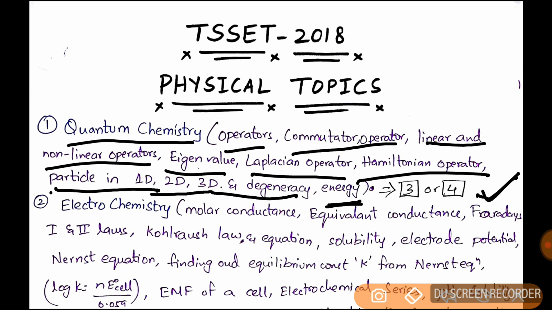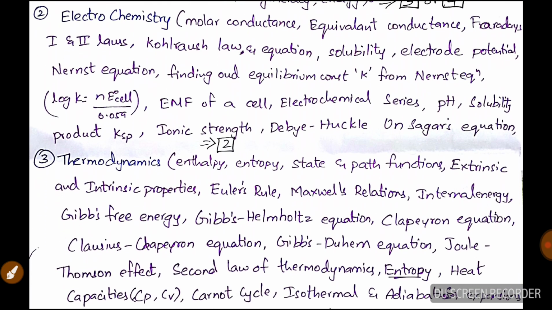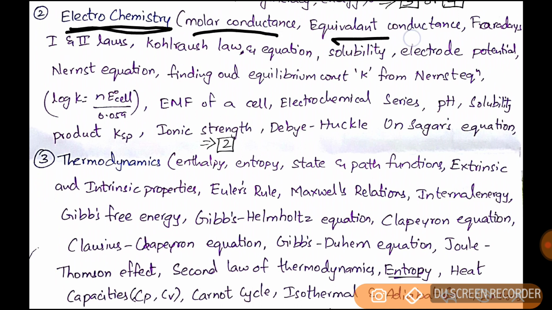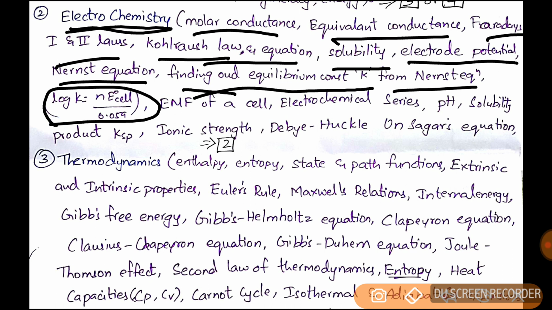And from electrochemistry, I'll just roll it down. The major areas are molar conductance, equivalent conductance, Faraday's first law and second law, Kohlrausch's law and equation, solubility, electrode potential, Nernst equation, finding the equilibrium constant K from the Nernst equation. This is the formula for finding the equilibrium constant, and for finding the EMF of a cell. They'll be giving the reduction potentials of both electrodes, and you should calculate the EMF of the cell. This will be a definite question, guys.